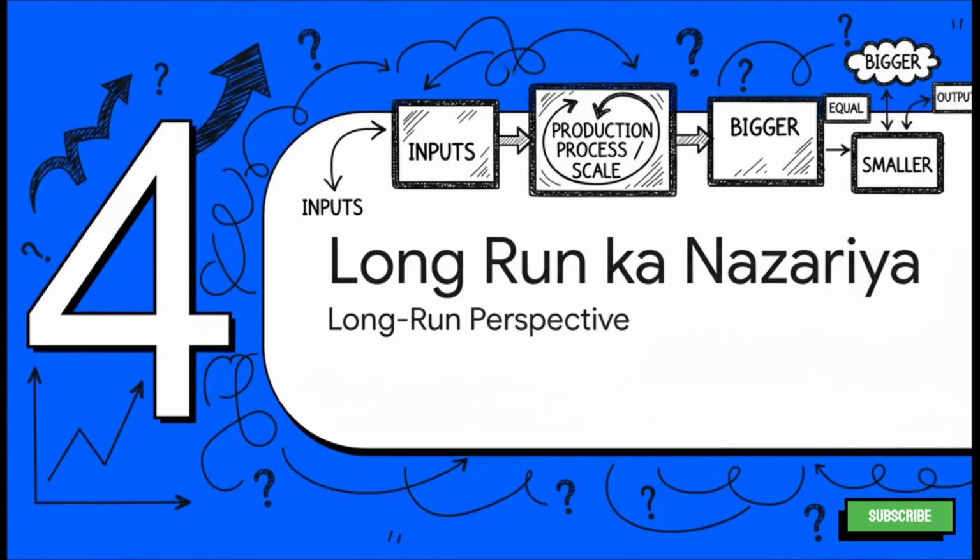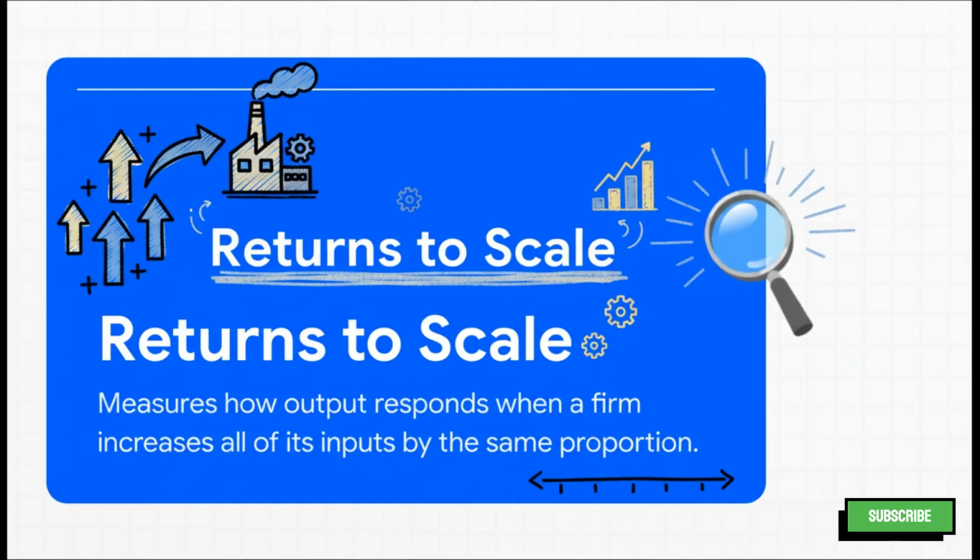Okay, let's shift gears and jump into the long run, the world where everything is variable. In this world, a producer starts thinking about scale. The big question becomes, if I double all of my inputs, my factory, my workers, everything, will my output also double? Or will it maybe more than double, or less? That question is answered by this very important concept called returns to scale.